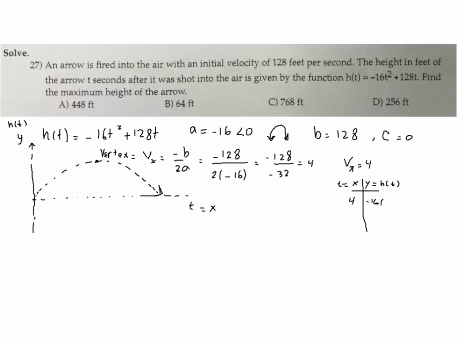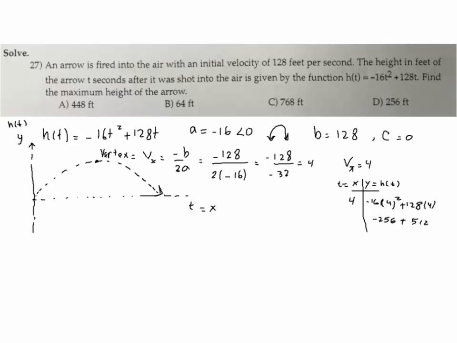So it would be negative 16 times 4 squared plus 128 times 4. Somebody wants to calculate this? See what we get. We get negative 16 times 16, which would be minus 256. I got 512. Is that what you get? Okay, 512 would be 128 times 4, that is 512.